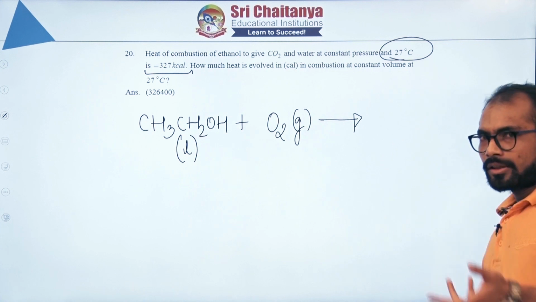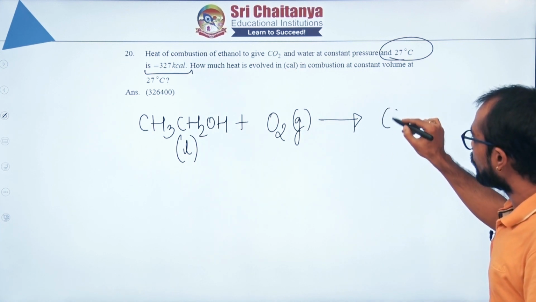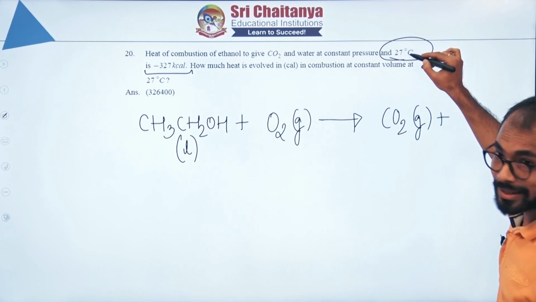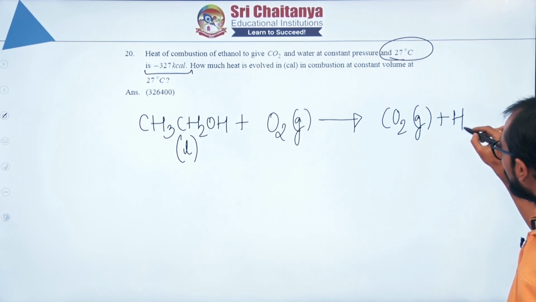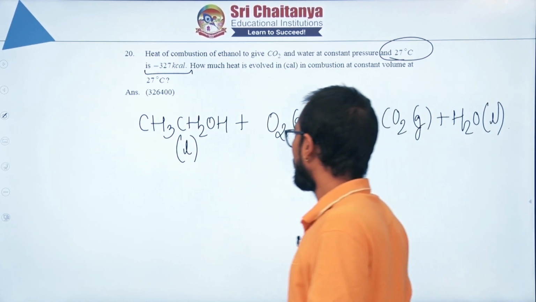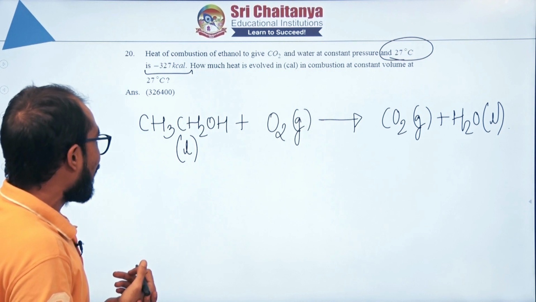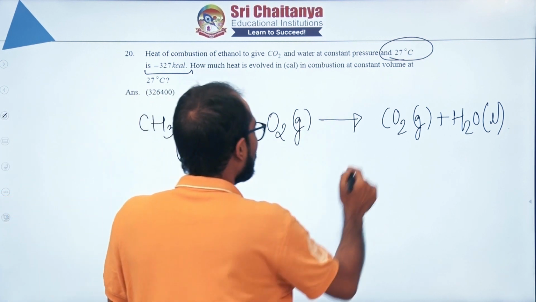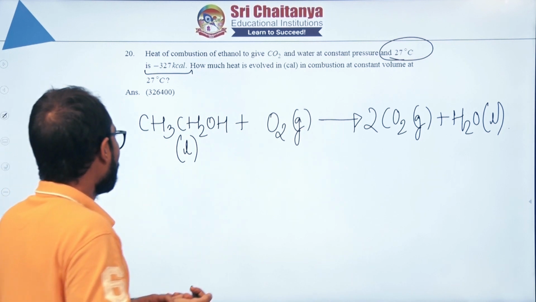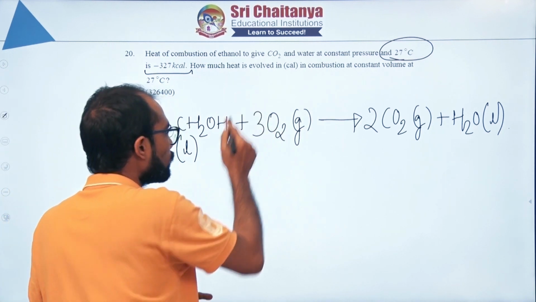Now, this reaction is called combustion. So, what are you going to get? You are going to get CO2 gas, right? And look at the temperature, it is less than 100 degrees centigrade. So, whatever water you are going to get, it will be liquid. Now, can you balance it? Yes, we can balance it. I think I require a 2 here, right? If I require a 2 here, then it will be 3.